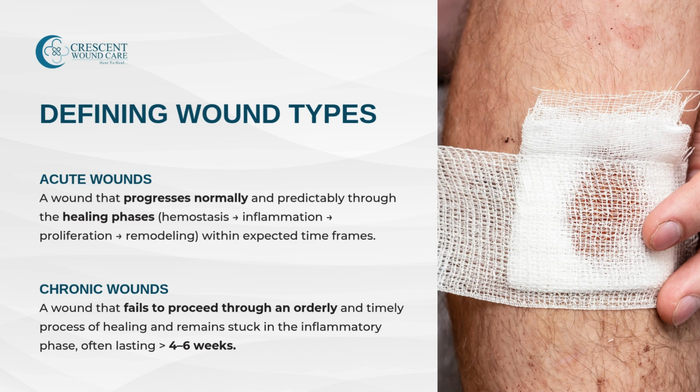Let's define the two main categories: acute and chronic wounds. Acute wounds follow a well-orchestrated biological symphony. They move smoothly through 4 healing phases: bleeding, inflammation, proliferation, and remodeling. In contrast, chronic wounds become stuck, usually in the inflammatory phase. This prolonged inflammation creates an environment where healing can't proceed. You'll often see these wounds linger for more than 4 to 6 weeks, with little progress despite standard care. Understanding this distinction is critical. It determines your urgency, referral pathway, and choice of treatment strategy.